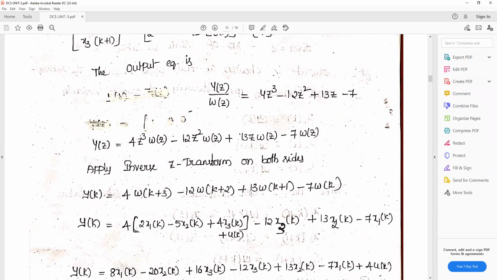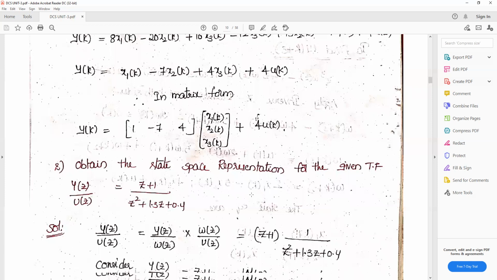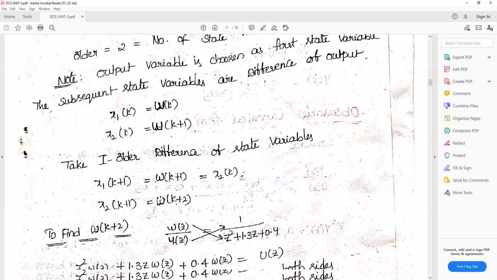Substitute all the values and find the output equation in matrix form from the first and the second. Okay?